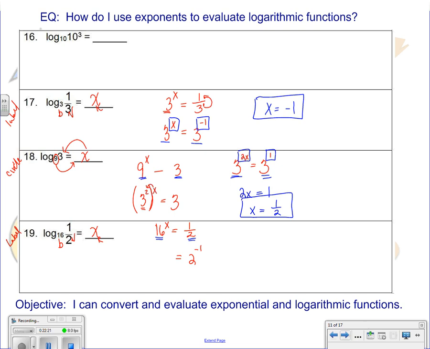And now I need to figure out how I can write 16 as 2 to a power. Well, 16 is 2 raised to the 4th power. It is still being raised to the power of x. So get rid of our parentheses by distributing. We can multiply the two exponents. Notice my base does not change. It stays at 2, so this becomes 2 to the 4x power is equal to 2 to the -1 power. Now that the bases are the same, our exponents must be equal to each other. So 4x must be equal to -1, and solving for x, x equals -1/4.